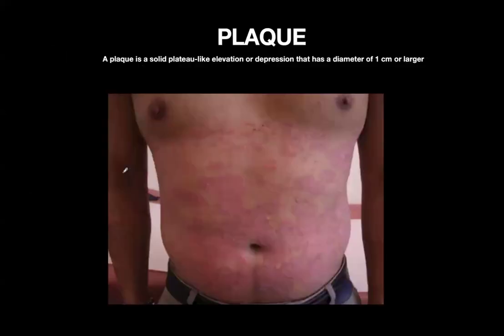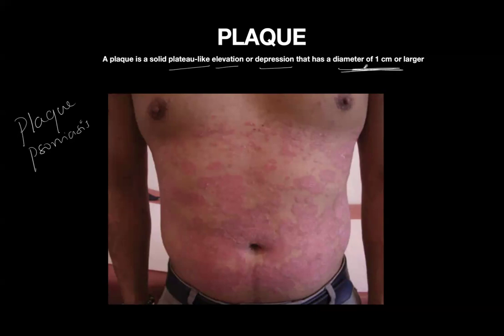Then comes a plaque. What is a plaque? You will get something like plaque psoriasis, so you should know what is a plaque. A plaque is a solid plate-like elevation or a depression with a diameter of more than 1 centimeter. See here, these are all your plaques. These are a group of scattered plaques all across the anterior surface of the abdomen and chest.